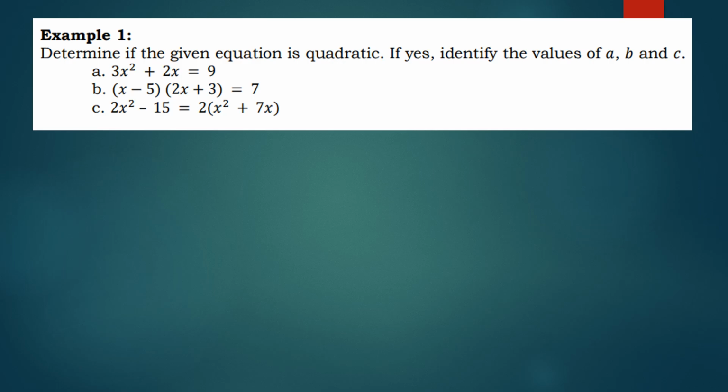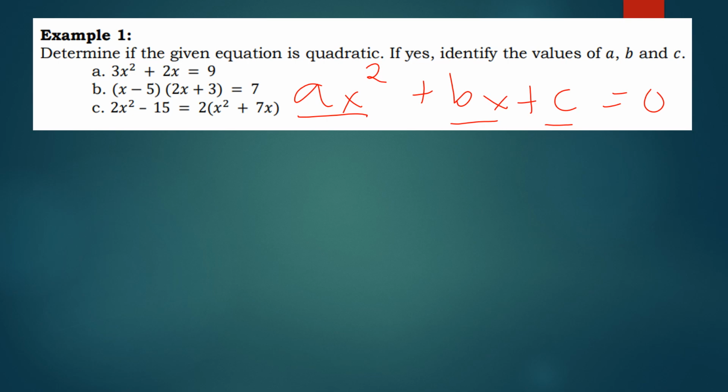In this example, composed of three items, we have to determine if the given equation is quadratic, and if it is, we have to find the values of a, b, and c. First, an important thing to remember is that we need to change the quadratic equation into standard form, and the standard form is ax squared plus bx plus c equals 0, where this is our quadratic term, our linear term, and our constant.